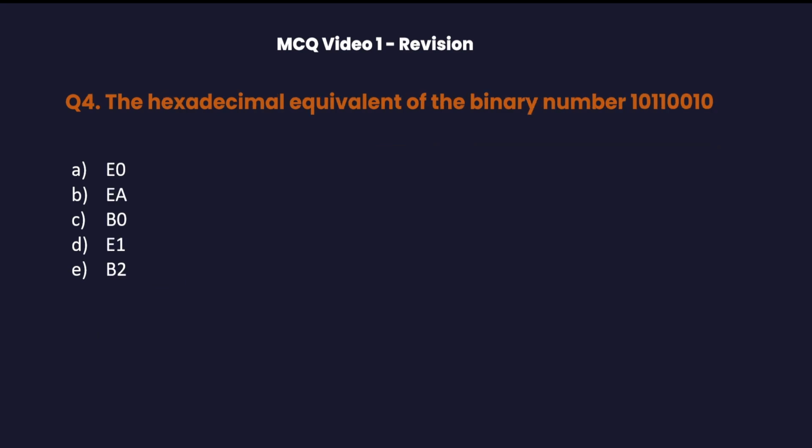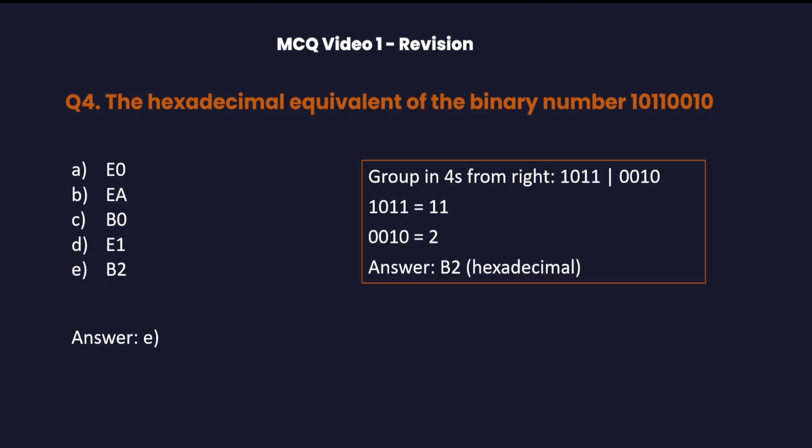Question number 4. The hexadecimal equivalent of the binary number 10110010 is, the right answer is option number E. In hexadecimal, you have to form a group of 4 starting from right. 0010 is group number 1 and 1011 is group number 2. And then you have to write its value. 1011 is 11, which is written B in hexadecimal, and 0010 is 2. So the answer is B2.